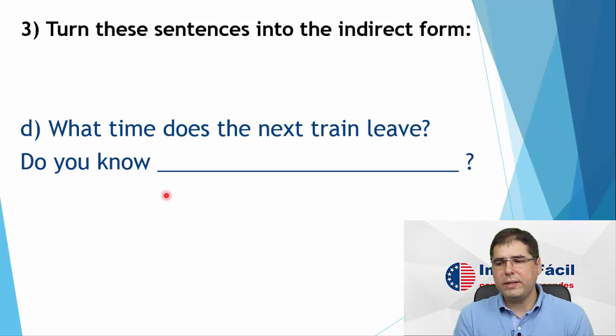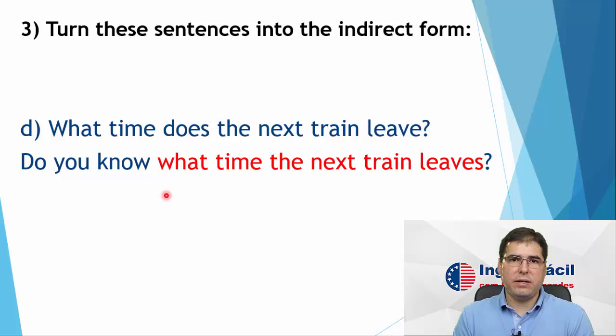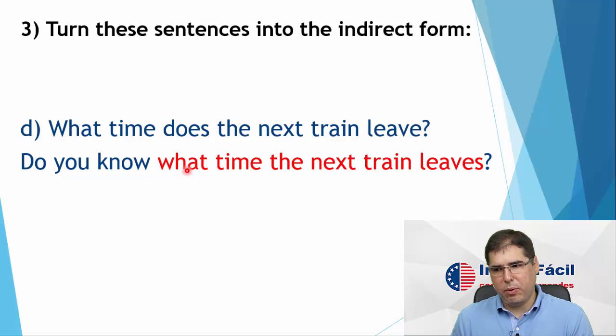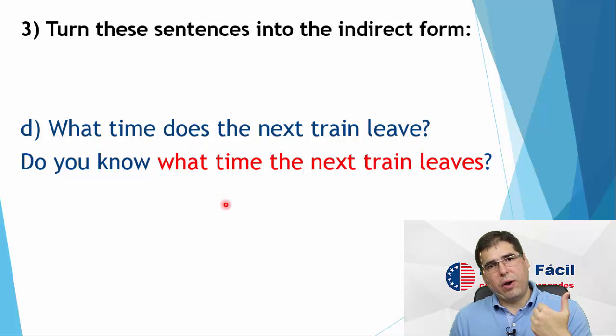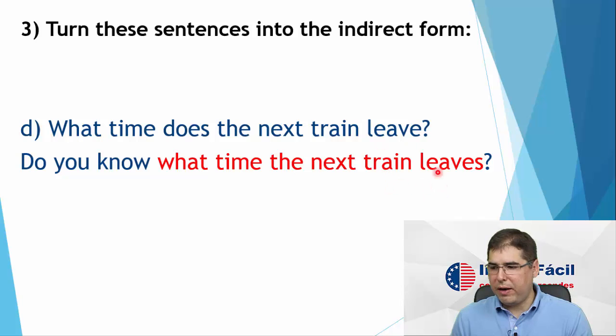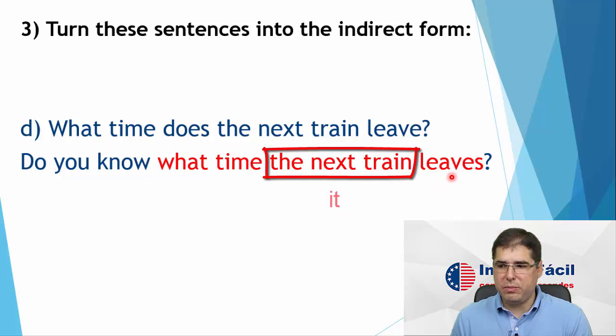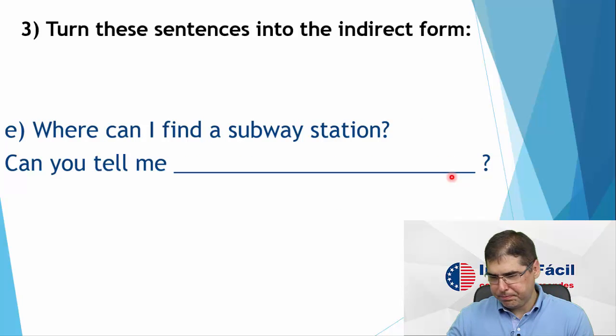Letter D. What time does the next train leave? Do you know what time the next train leaves? Okay, very simple, right? Simple present. We used does here to ask the question, and when we have here the affirmative part of the question, we just have to conjugate the verb for he, she, it, because the next train equals it, right?